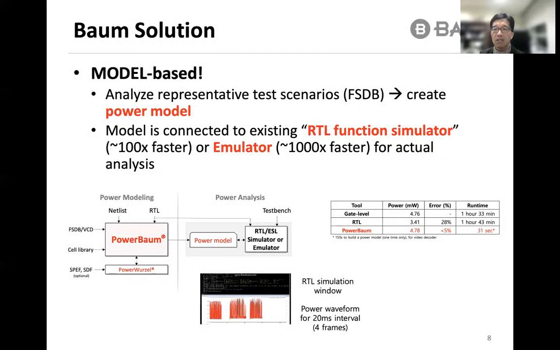As you can see, the waveform is generated on the fly for a 20 millisecond test scenario, which is very, very long.